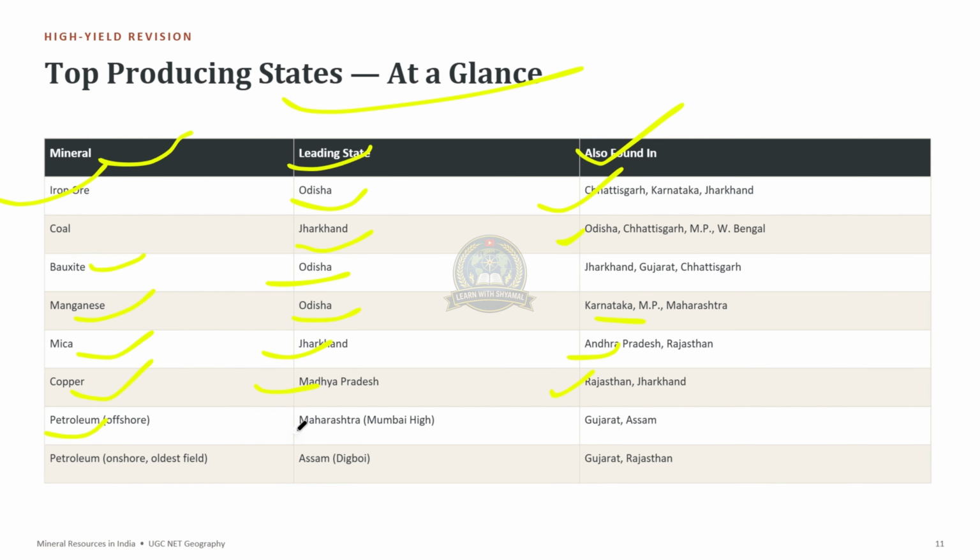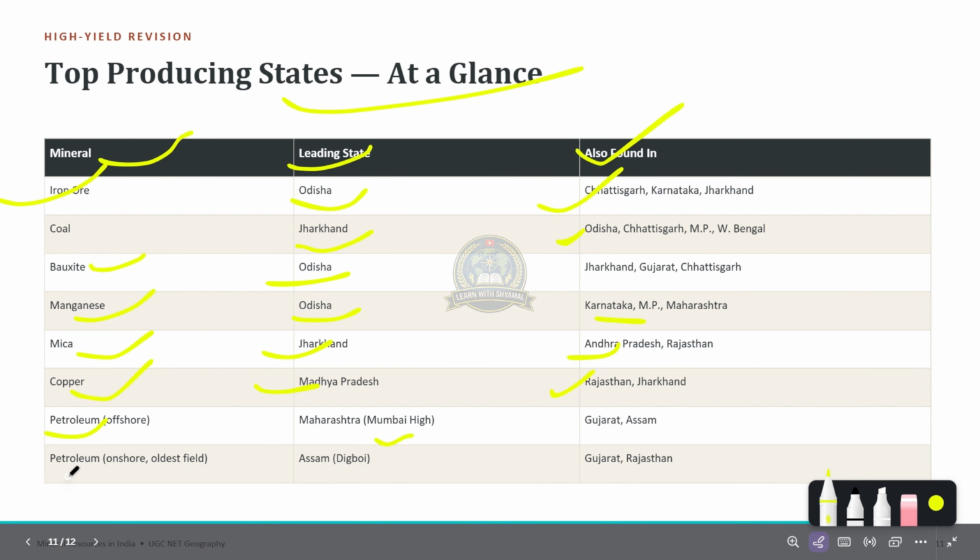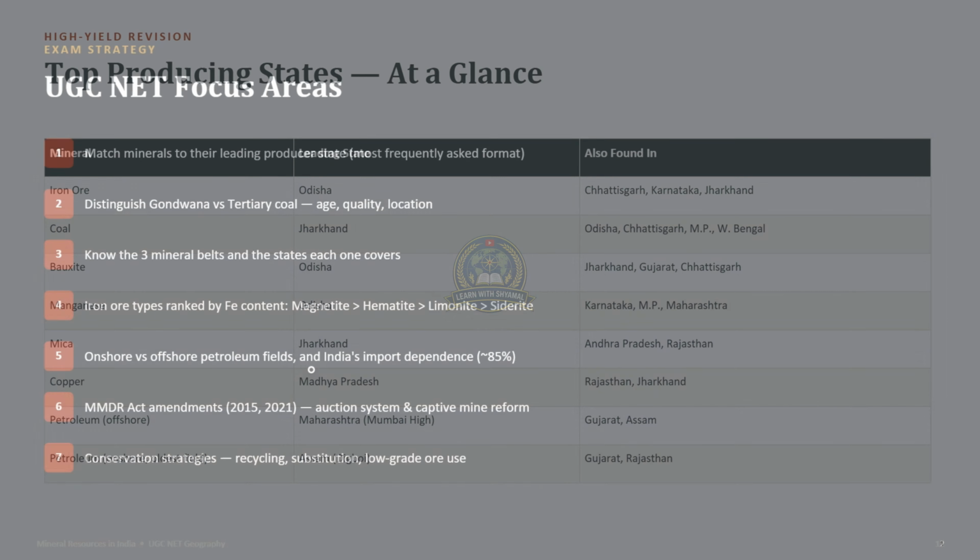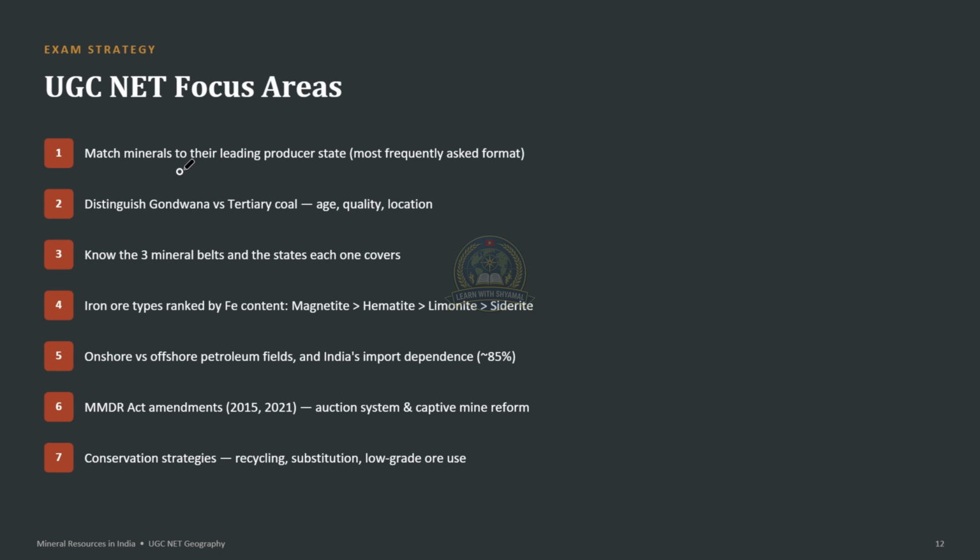Petroleum offshore: Maharashtra, Mumbai High, Gujarat and Assam. Petroleum onshore: oldest field, Assam, Digboi, Gujarat and Rajasthan. Match minerals to their leading producer state, most frequently asked in the exam. These are some UGC NET focus areas.